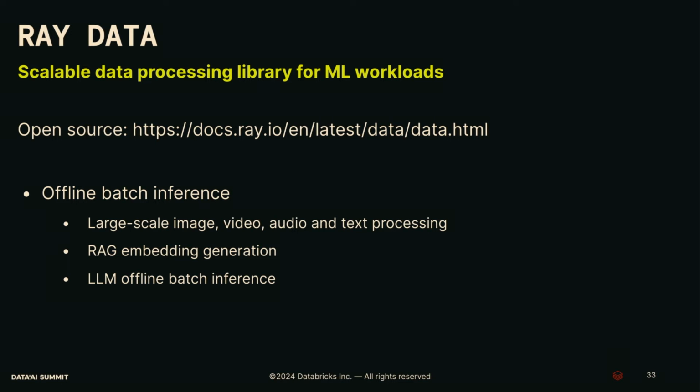So one use case is large-scale unstructured data processing, such as when people have images, video, audio, text. They want to do video to text, image to text, all these different kinds of model inference. So Ray Data is built to get the best performance for that. And it also supports RAG embedding generation and LLM offline inference. I will get into that in the next several slides.